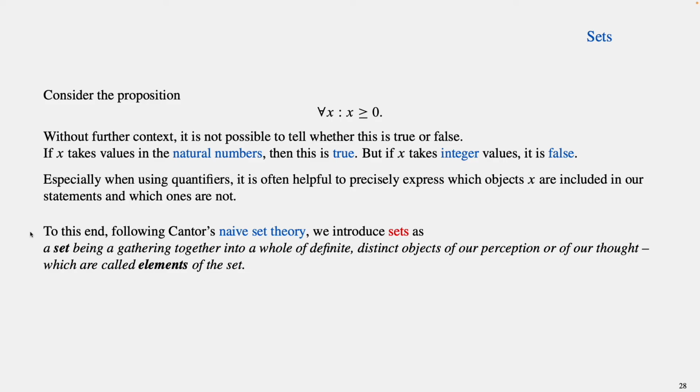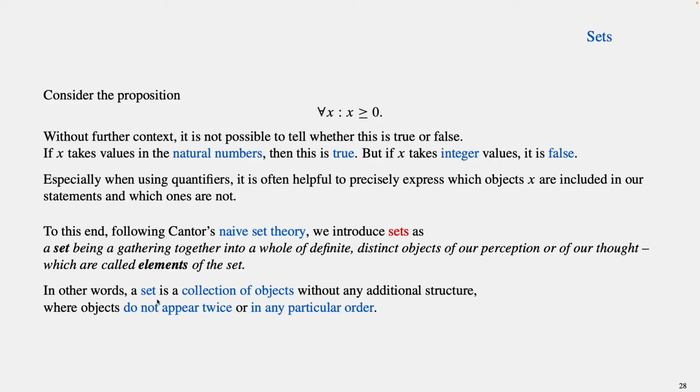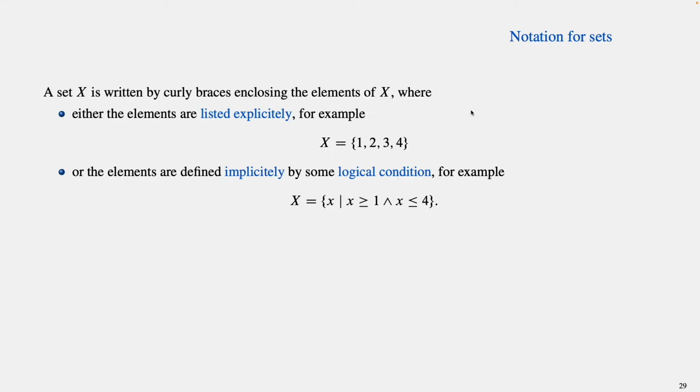And to this end, we introduce sets following Cantor's naive set theory by his original definition. A set is a gathering together into a whole of definite, distinct objects of our perception or of our thought, which are called elements of the set. This is a bit fanciful, but essentially it means that a set is a collection of objects without any additional structure, where objects do not appear twice or in any particular order. And we have a notation for sets.